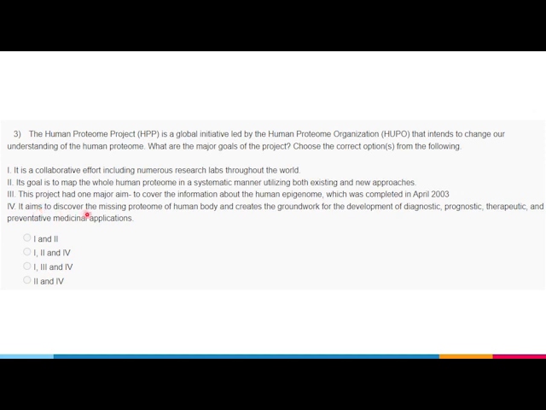And it aims to discover the missing proteome of the human body and creates the groundwork for development of diagnostic, prognostic, therapeutic, and preventive medicinal applications.